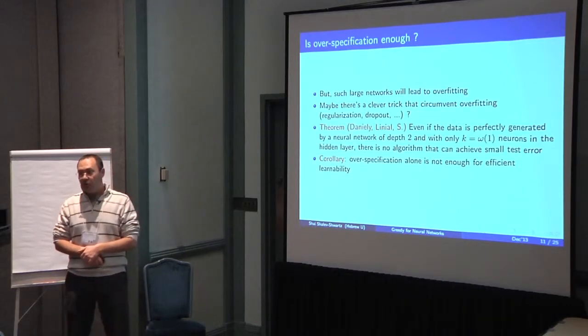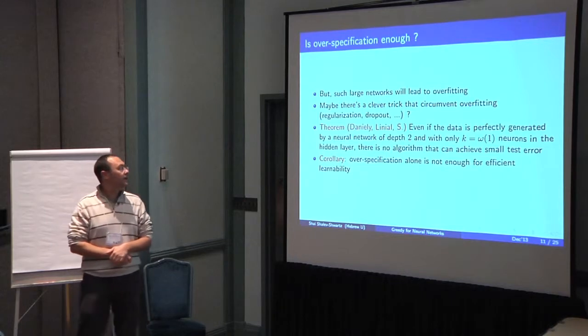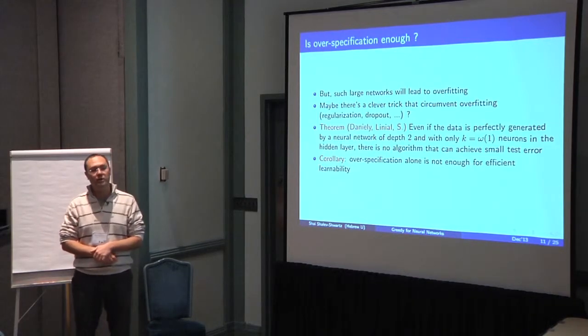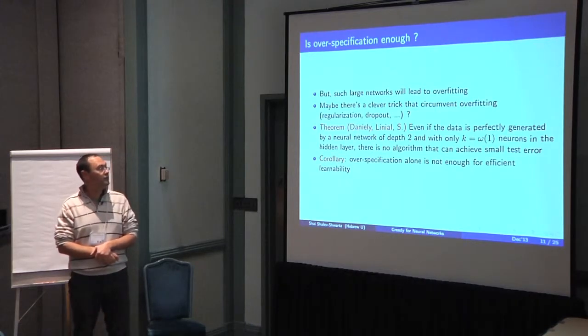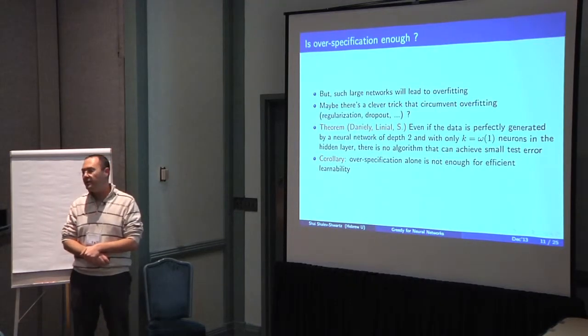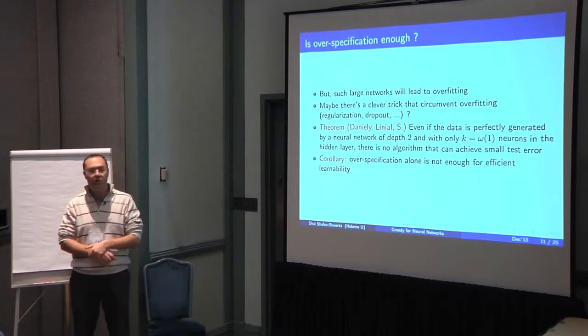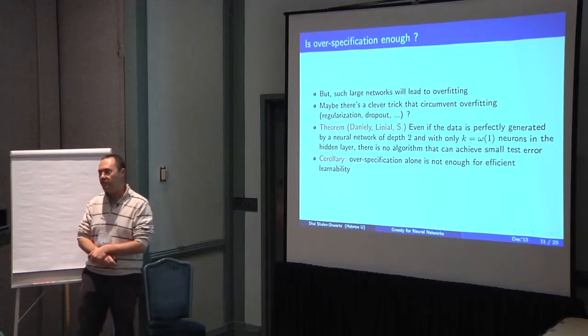So the answer is no in the worst case, and the answer is based on recent work with a student of mine, Amit Daniely, and with Nati Linial, showing that even if the data is perfectly generated by a neural network of depth 2 with only k equals little omega of 1 neurons in the hidden layer, there is no algorithm that can achieve small test error.